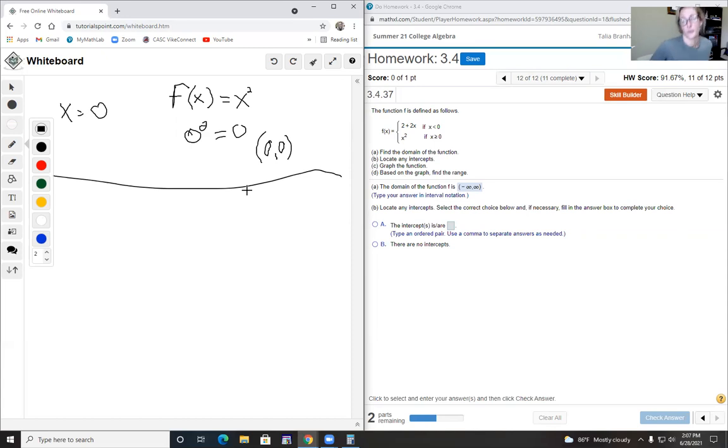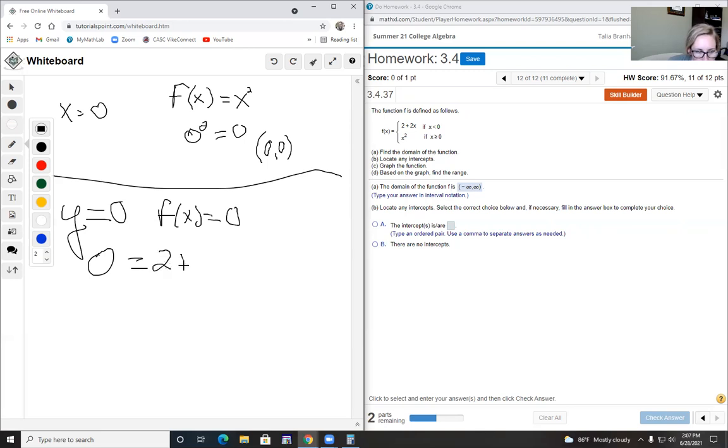Now the fun one, when y equals 0, y equals 0, which is f of x equals 0. So we have 0 equals 2 plus 2x, and 0 equals x squared. All right, here we know anything.